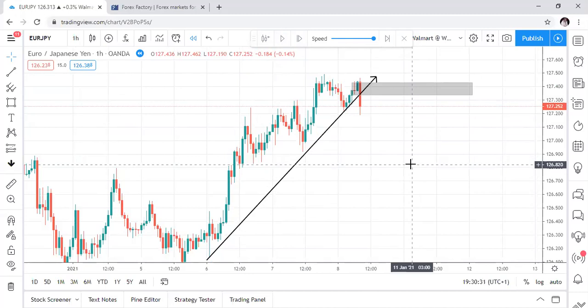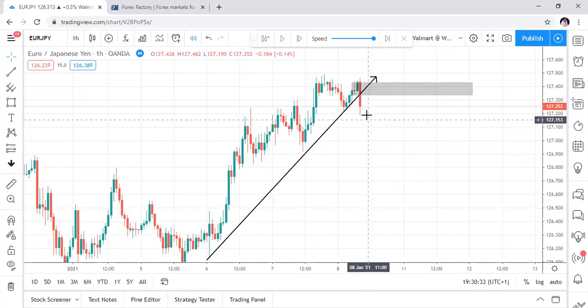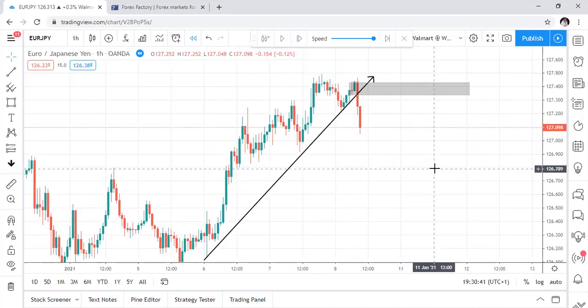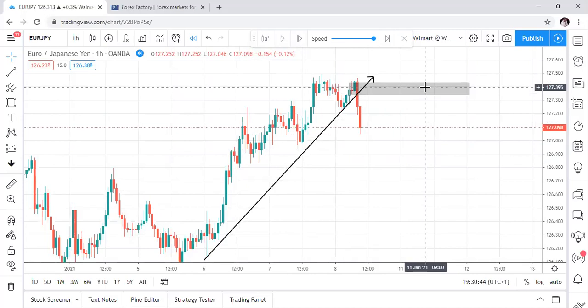I do this in the VIP class. Market structure is broken below. We are watching this place. See what happens. This is a pattern, an entry pattern.